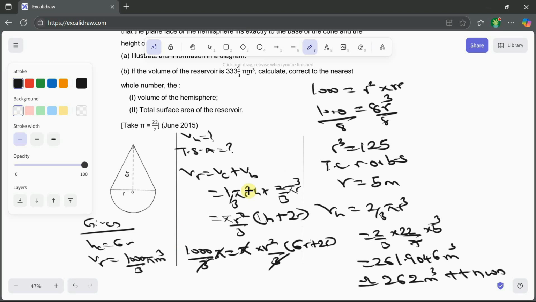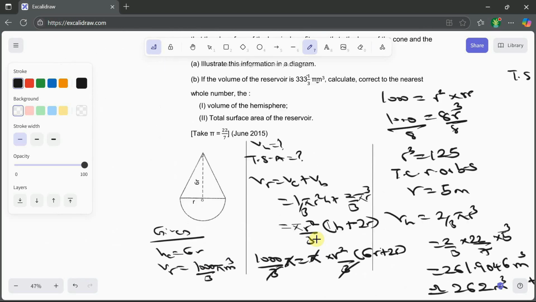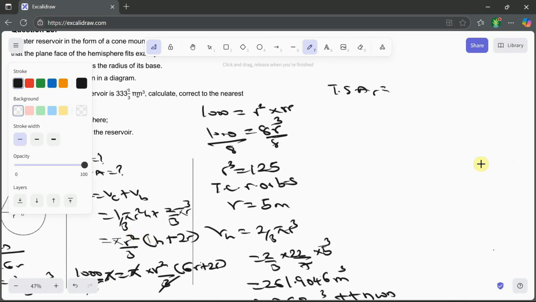Great. In our next step, we find the total surface area of the reservoir. So total surface area of the reservoir will be the surface area of the hemisphere plus the curved surface area of the cone. We've established that already in many examples.